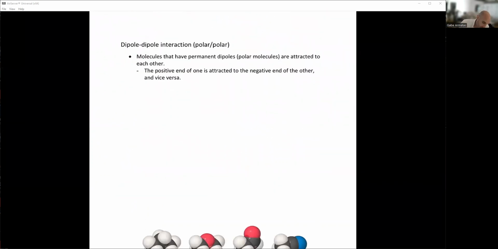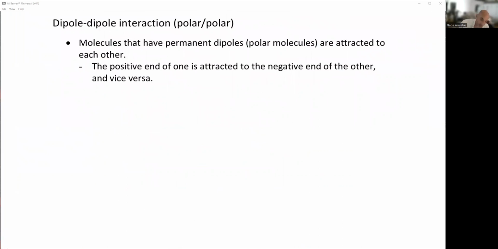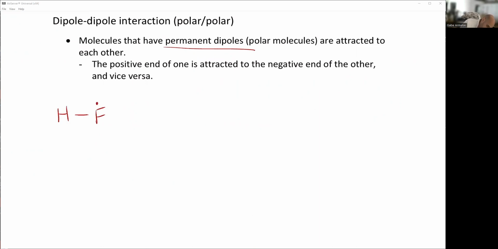Okay, next up, let's talk about dipole-dipole interactions. A dipole-dipole interaction is when things have permanent dipoles, so polar molecules. So we have to identify these things as having polar molecules. If I start with something like HF, here's the Lewis structure of HF. And we know that the fluorine pulls the electrons to it.